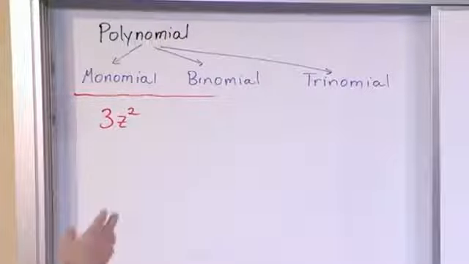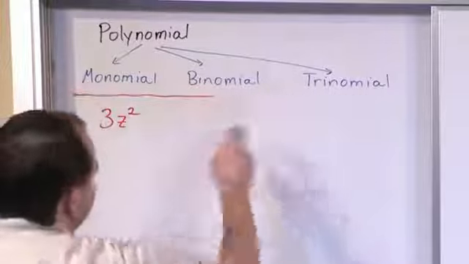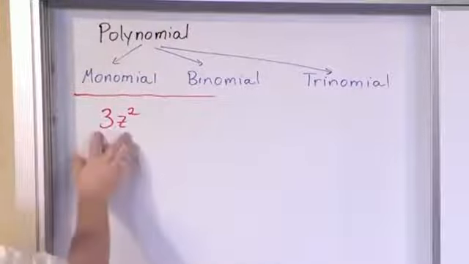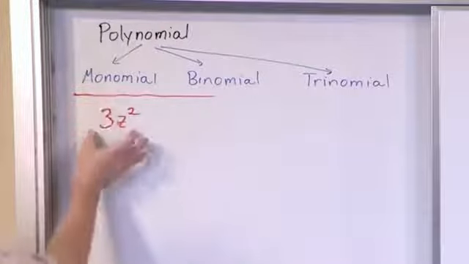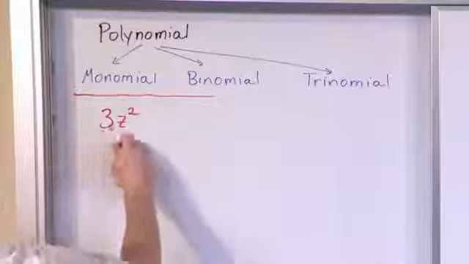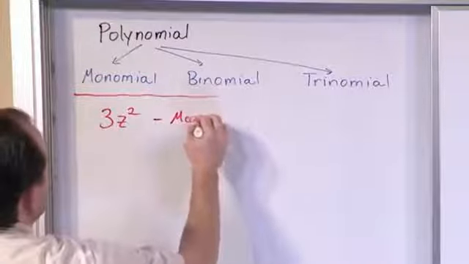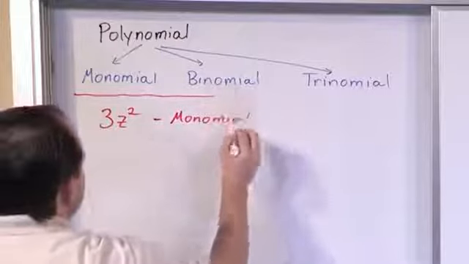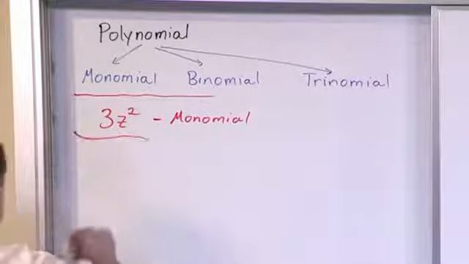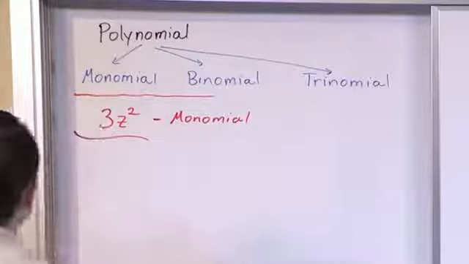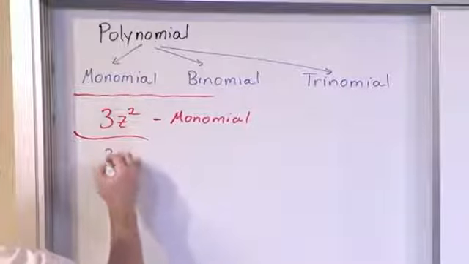But let me ask you, what type of polynomial do you think this is? Do you think it's a monomial, binomial, or trinomial? Well, there's only 1 term here. When we say a term, we mean a grouping of things multiplied together. There's only 1 term here, so we call this a monomial. It's a type of polynomial that only has 1 term. So you'll see immediately how it's different from the following.